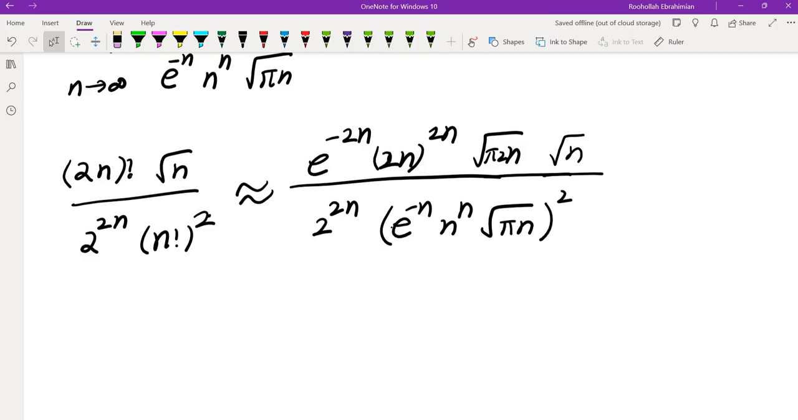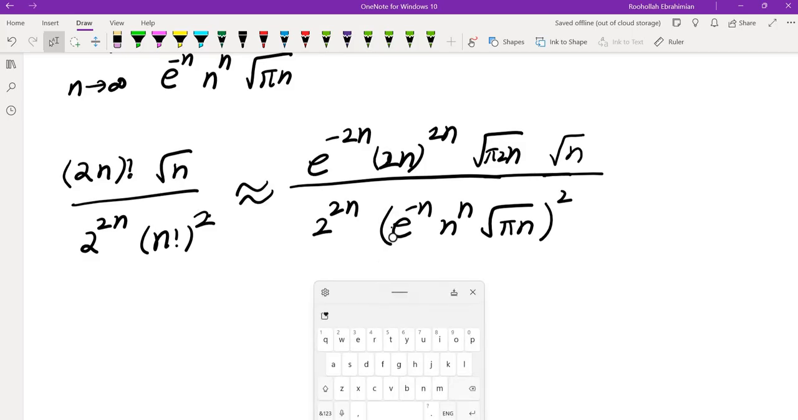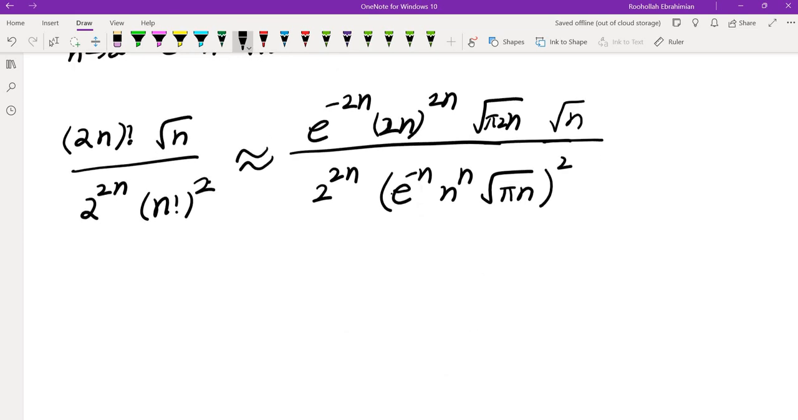So I did all of that computation. Now let's simplify to see what we get. We have an e to the negative 2n here, so this cancels conveniently. We have 2 to the 2n that cancels here, and we have n to the 2n here also that cancels. We have a root n here and a root n here that cancel with each other. So this is the same as root 2 over 2 root pi, which means this is 1 over root pi.